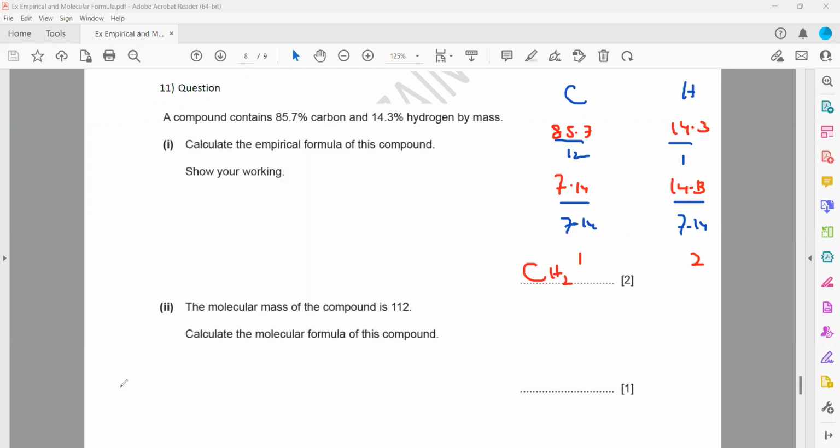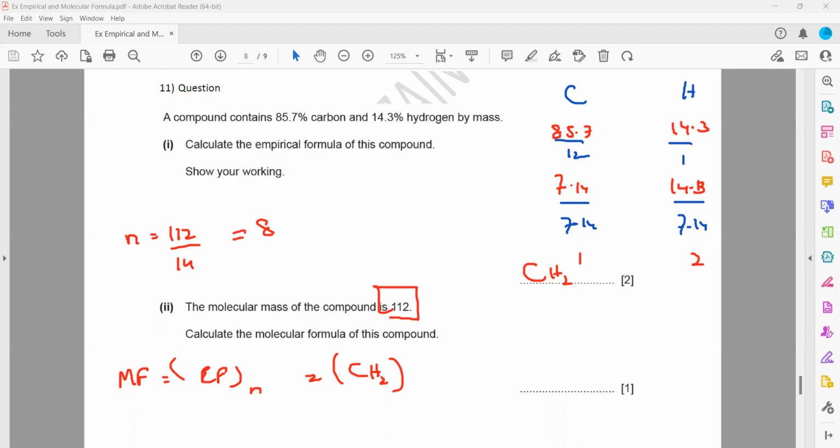Now the molecular formula. The molecular formula is the empirical formula times N. The empirical formula is CH2. But what about N? N is the molecular mass divided by the empirical mass. Empirical mass is 1 carbon and 2 hydrogen, so 12 plus 2 makes 14. So 112 divided by 14 makes 8. So N is equal to 8 here. This 8 will be multiplied with carbon and with hydrogen, so it will become C8H16.